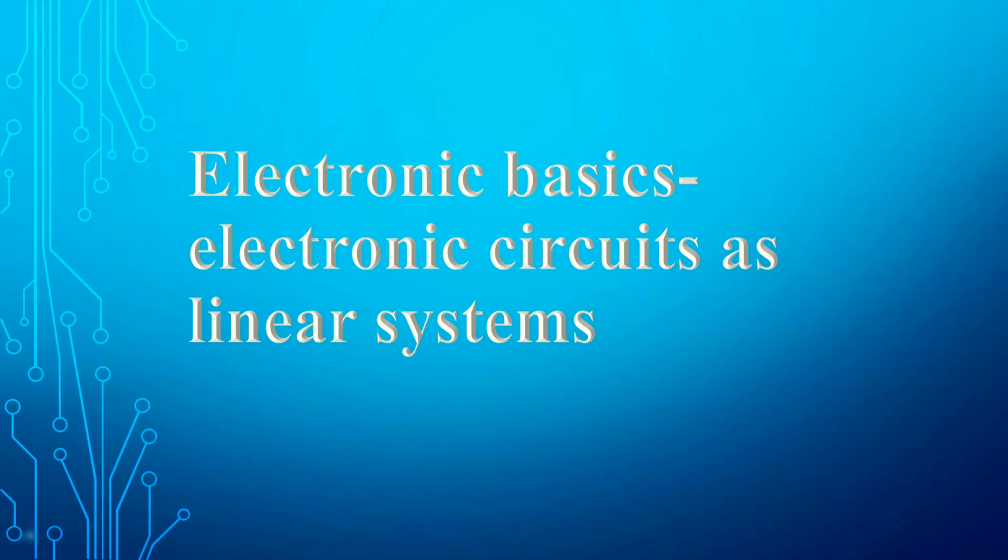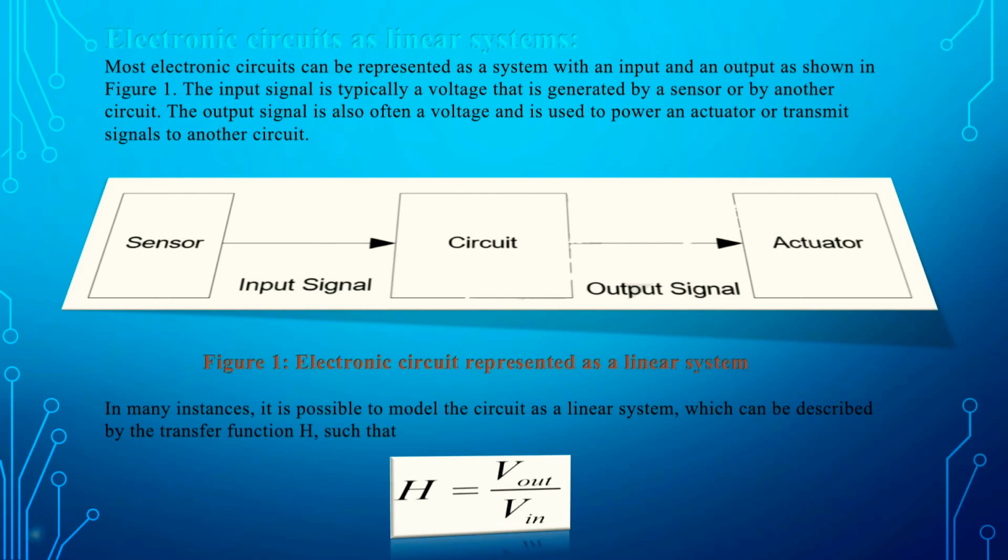Basic electronic circuits as linear systems. Most electronic circuits can be represented as a system with an input and an output, as shown in Figure 1. The input signal is typically a voltage that is generated by a sensor or by another circuit. The output signal is also often a voltage and is used to power an actuator or transmit signals to another circuit. Figure 1. Electronic circuit represented as a linear system.